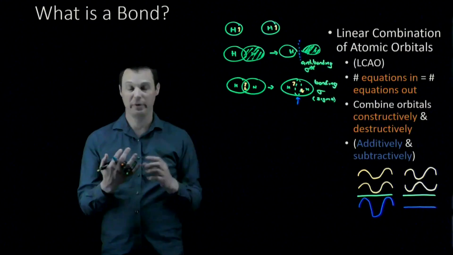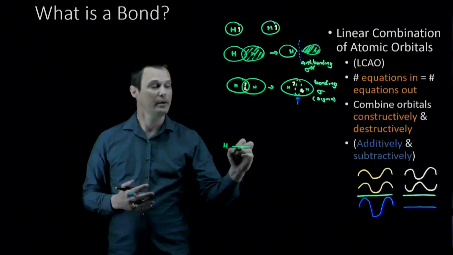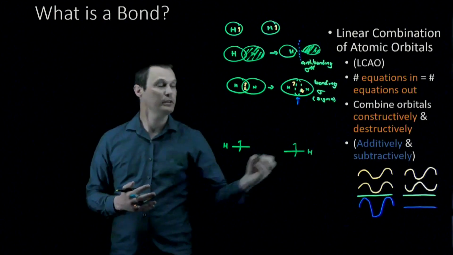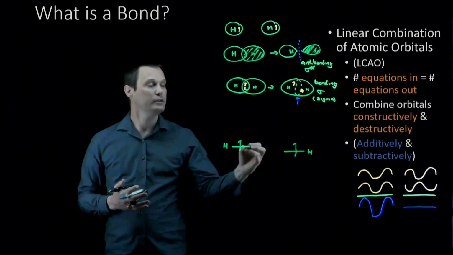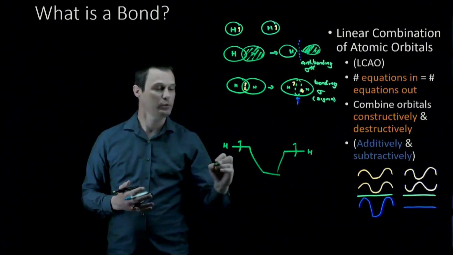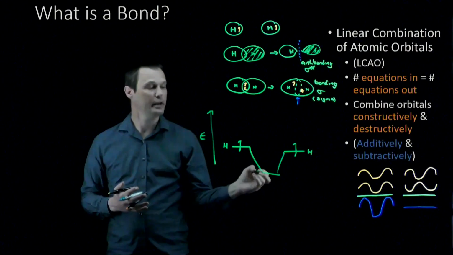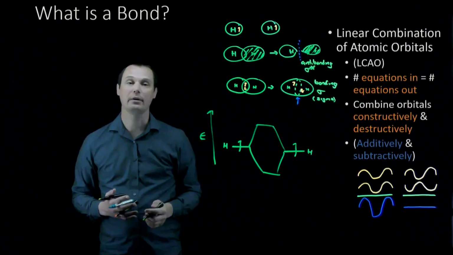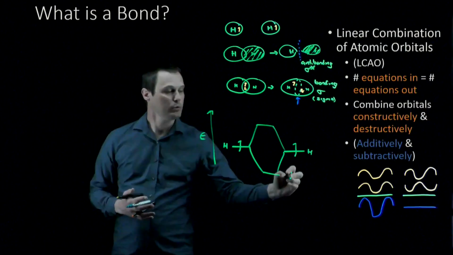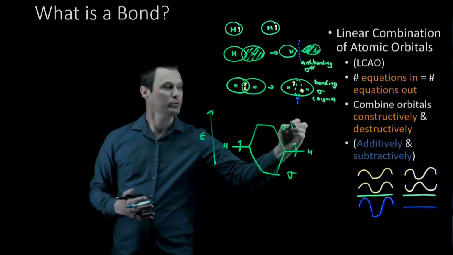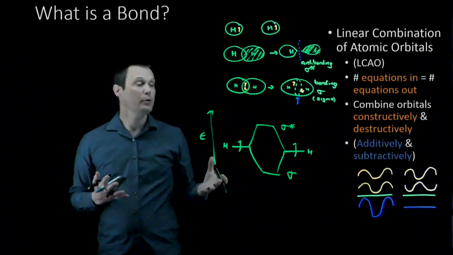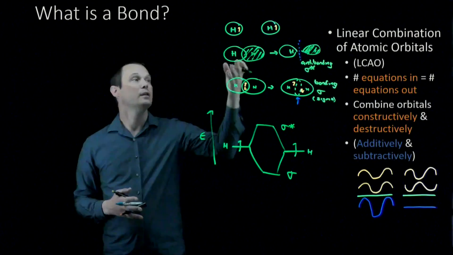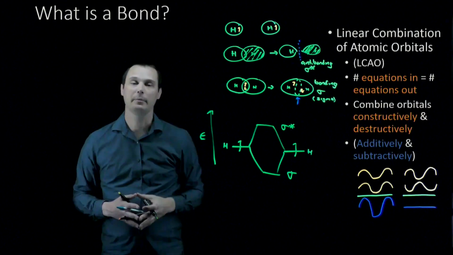This can all be represented in a picture that you're probably more familiar with. If we have a hydrogen atom with its one electron and a second hydrogen atom with its one electron, we can combine these two orbitals constructively to make a molecular orbital that is lower in energy, and we can combine these two orbitals destructively to make an orbital that is higher in energy. The lower energy orbital is the sigma bonding orbital. The higher energy orbital is the sigma star antibonding orbital. Now we know what this means. The bonding orbital comes from the constructive overlap of the orbitals, and the antibonding orbital comes from the destructive overlap of the atomic orbitals.